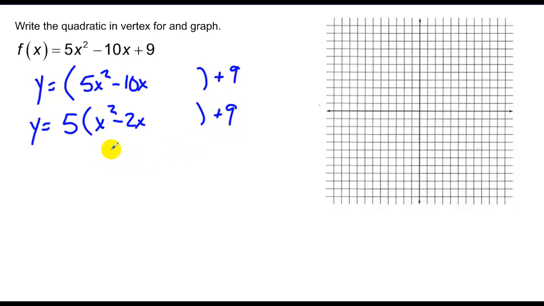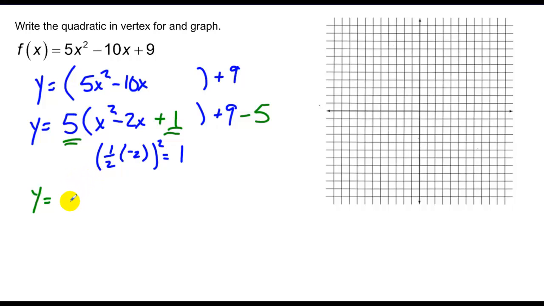Complete the square, so take half of -2, square it, gives me 1. Add 1, but really, because of the multiplication, I'm adding 5. To keep it balanced, I have to subtract 5. Therefore, y is equal to 5 times the quantity x minus 1, quantity squared, minus 5.